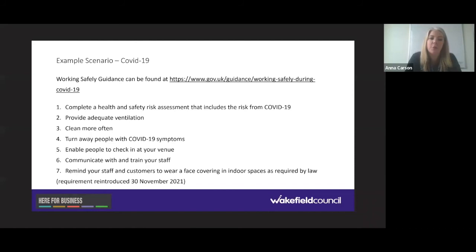And the other thing at the moment that the Working Safely guidance talks about is reminding staff and customers to wear face coverings in indoor spaces where this is required by law. Now, this was reintroduced on the 30th of November last year and is about to change, in that there will be no legal requirements, but the guidance is still to remain that it is recommended that people wear face coverings in indoor spaces where they're going to come into contact with other people that they usually would not see. So you may want to keep these in place in your risk assessment as an extra level of protection to your staff.